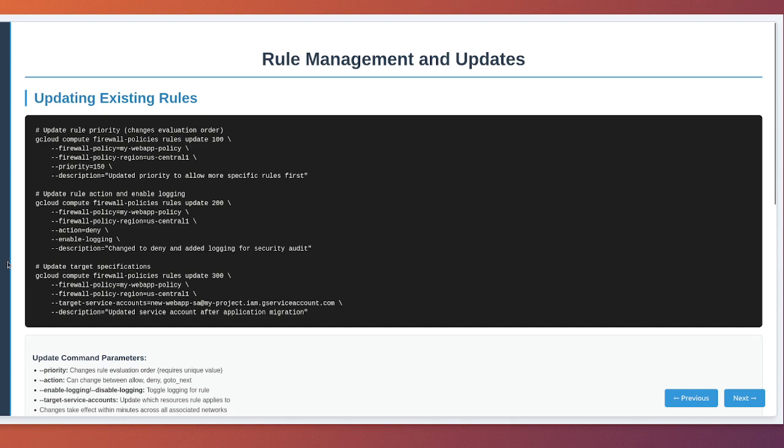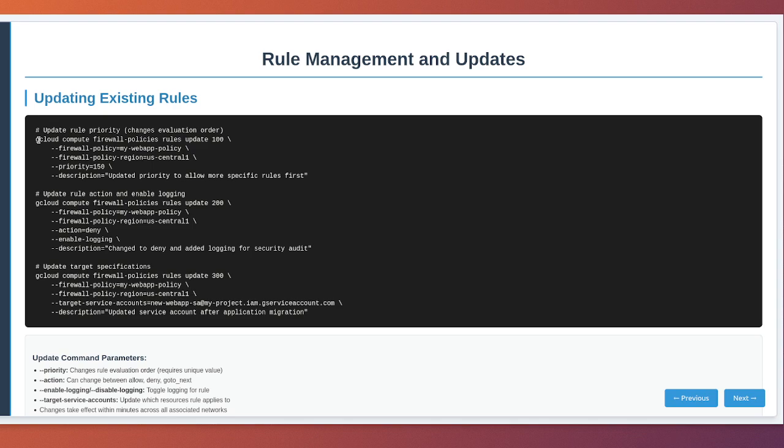Managing firewall rules in production environments requires a systematic approach that balances security, reliability, and agility. Let me walk you through the best practices for rule lifecycle management that will help you avoid outages and security gaps. The update command is your primary tool for modifying existing rules, but it is important to understand what can and cannot be changed safely in production.